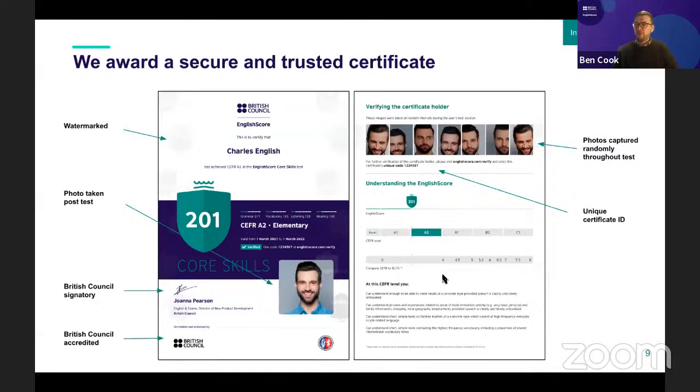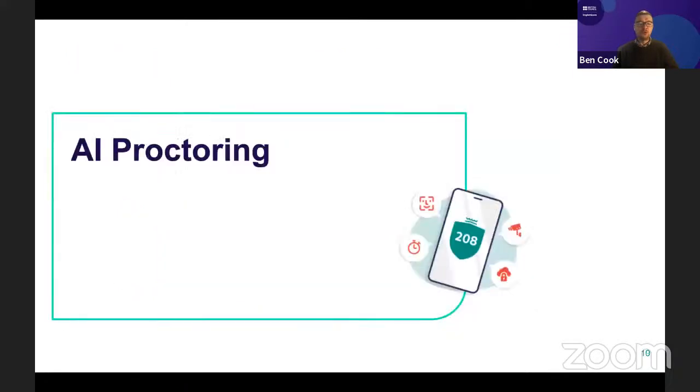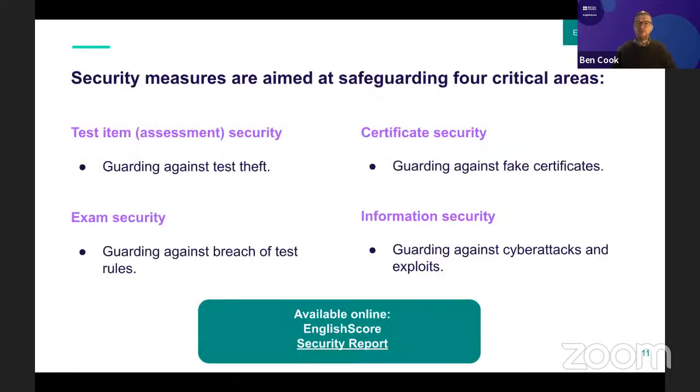So that's a very brief overview of English score, the test and the skills and so on that go into it. But now let's talk about the main topic, which is AI. And we'll start by talking about AI proctoring. So this is around the security side of things. And at English score, we think about 4 critical areas in test security.